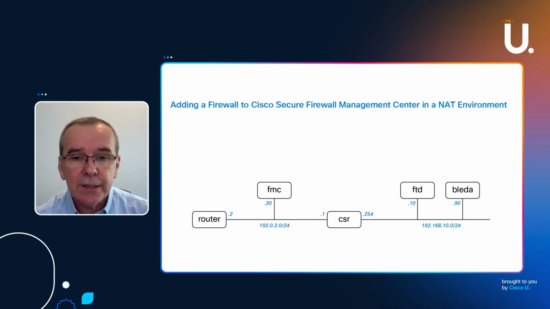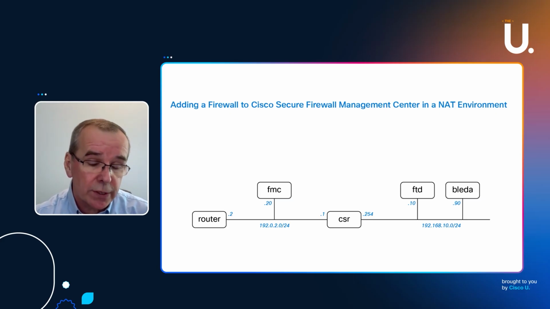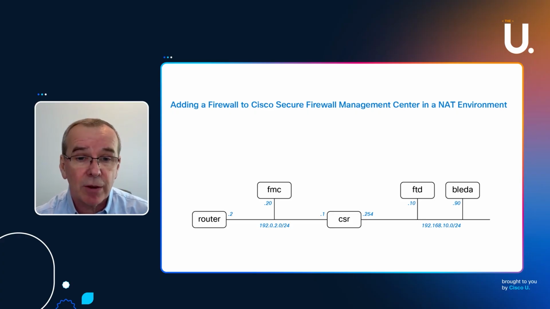Now, in this environment, which I'm going to demonstrate to you shortly, we have a Cisco Secure Firewall Threat Defense, which is related to this FTD device in this network topology map. The Cisco Secure Firewall Management Center is represented by the device with the FMC. I've got one of Cisco's routers, the CSR 1000 router, nominated with the CSR, and there are some supporting devices, a Linux host called Bleda and another Linux host called Router.